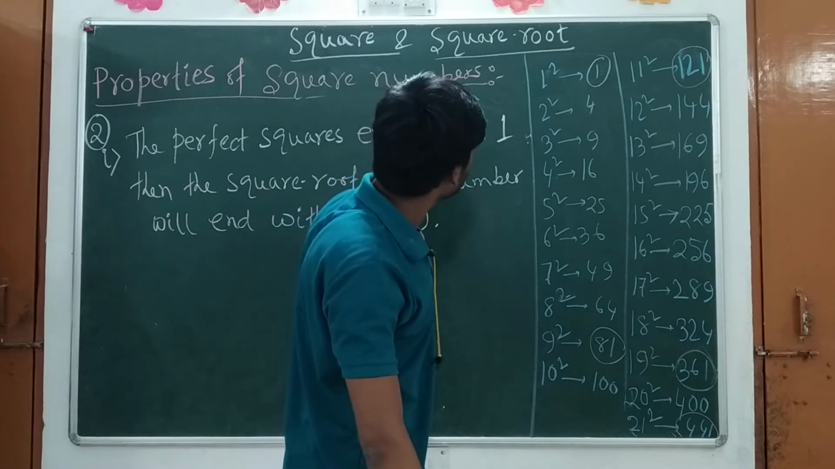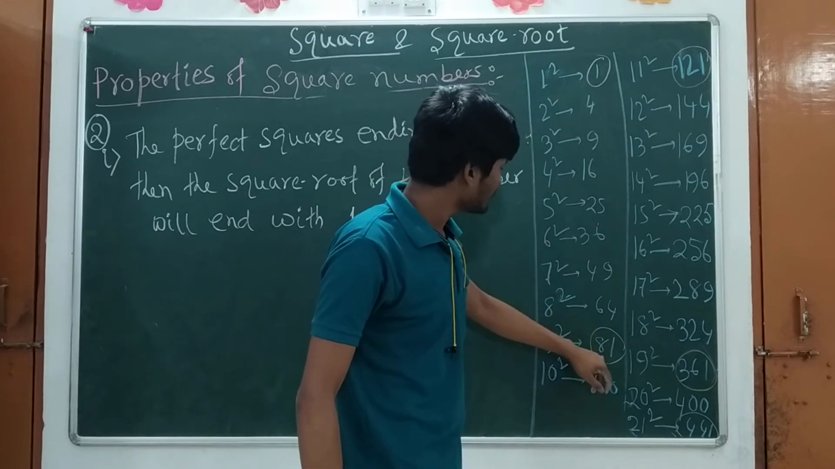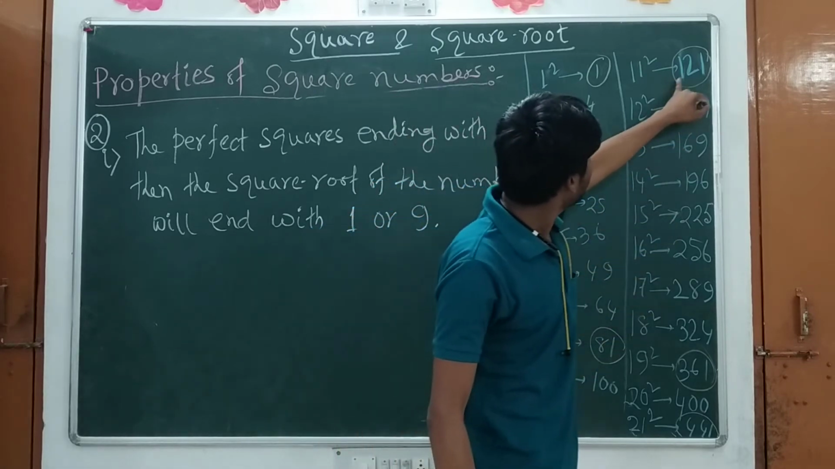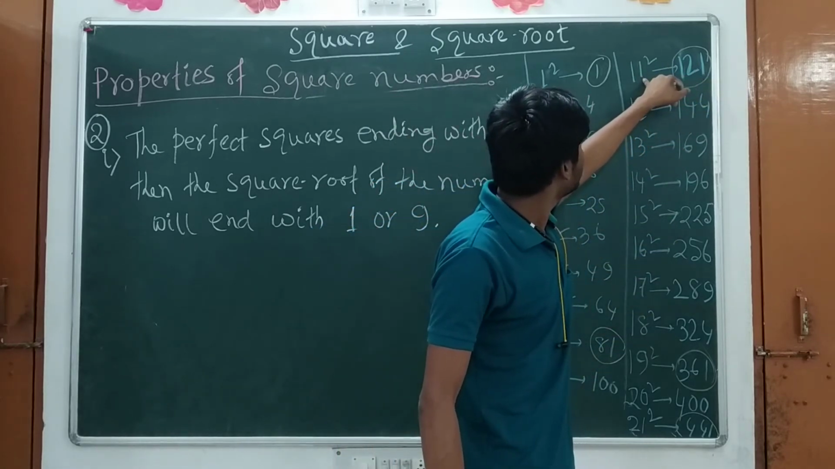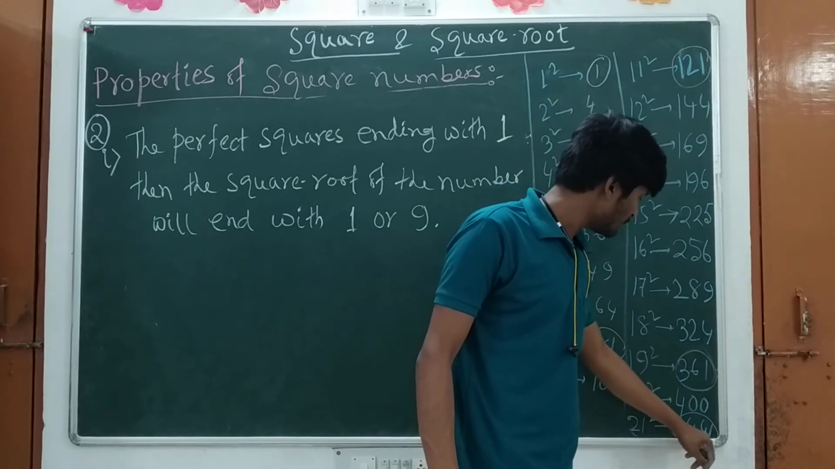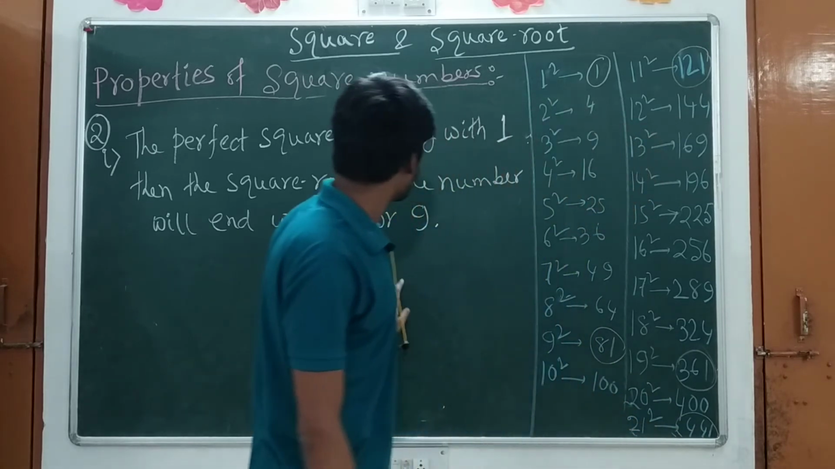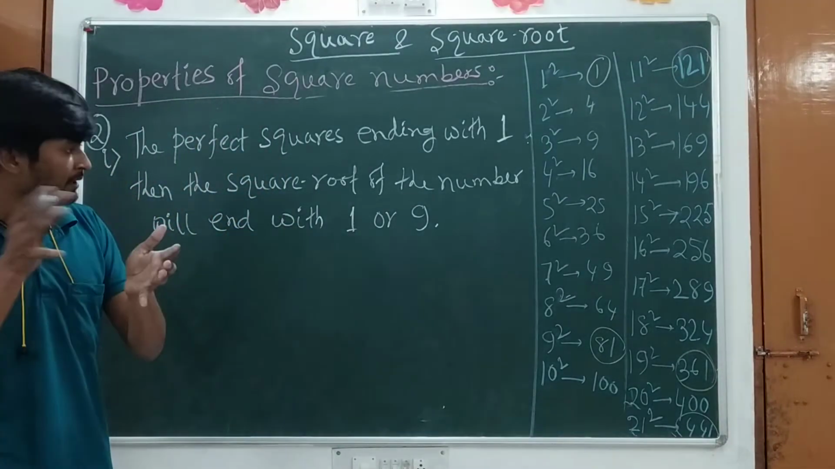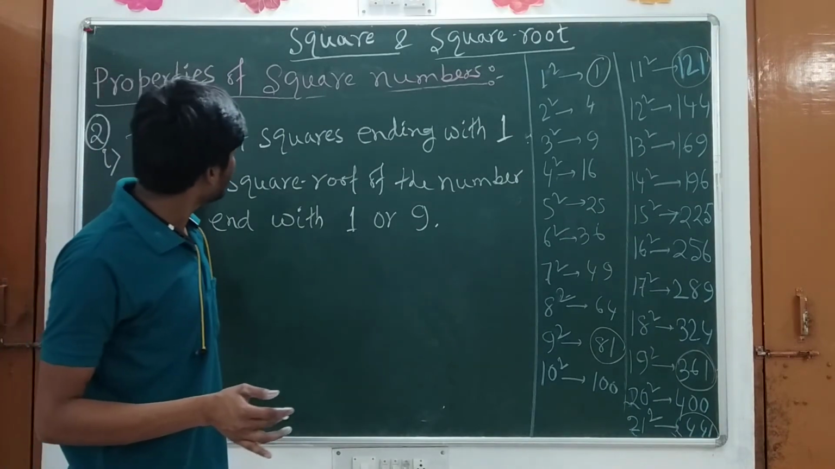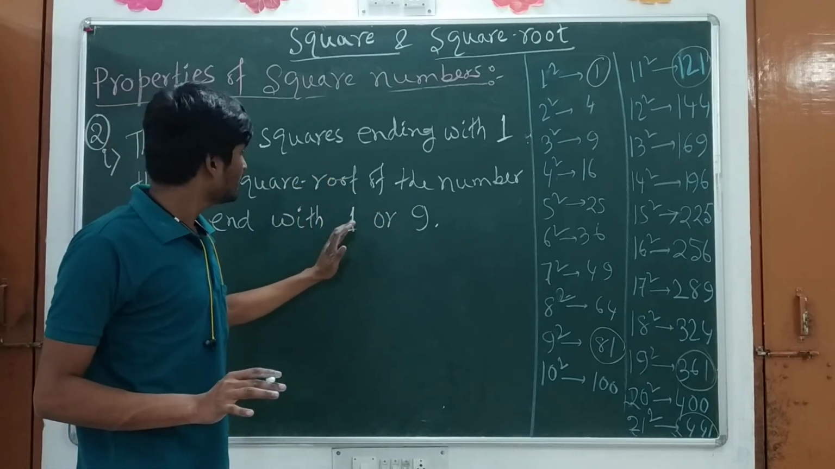So now, perfect square 1 ends with 1, square root is 1, ends with 1. Perfect square is 81, square root is 9, so it ends with 9. Perfect square is 121, square root is 11, ends with 1. Perfect square is 361, square root is 19, ends with 9. Perfect square is 441, square root is 21, ends with 1. So this is true. If you take slightly bigger numbers, you will find the same pattern. If a perfect square ends with 1, then the square root will have 1 or 9 in the ones place.